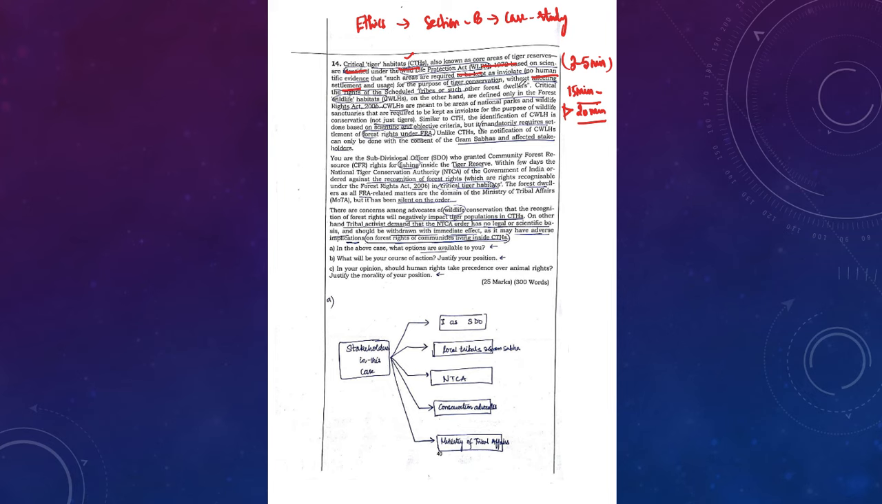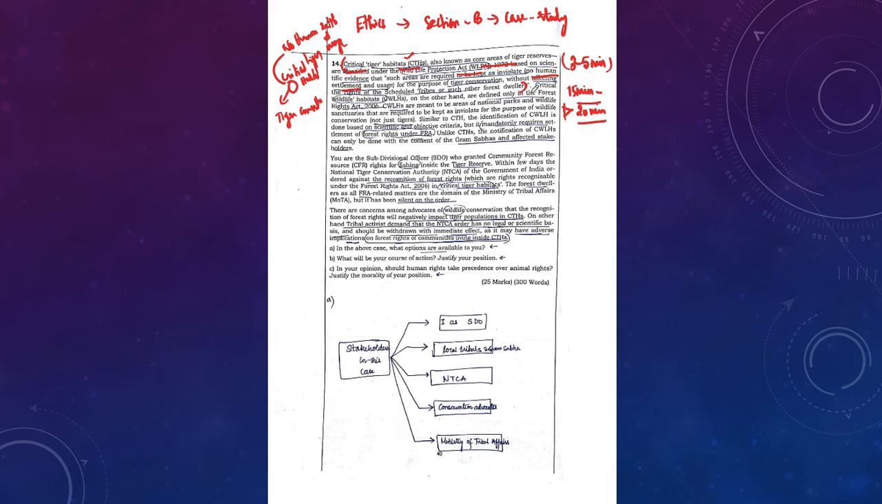So basically, what they are talking about here is that, friends, there are areas which are called critical tiger habitats. So these areas should be allocated inside the forest areas, especially for tiger conservation. And in these areas, we should not allow any human, that is, no human settlement or any usage. So this is what they have mentioned in the first component of this question.